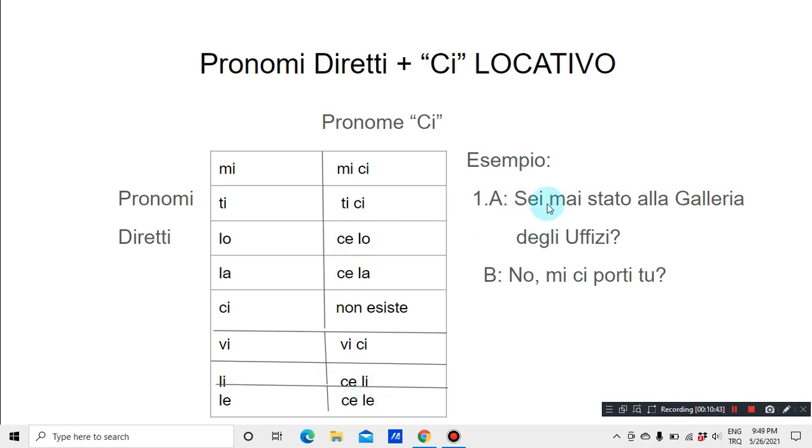Esempio. Sei mai stato alla Galleria degli Uffizi? No, mi ci porti tu? Have you ever been to Galleria degli Uffizi? No. Will you take me there? There, ci gives us this meaning.